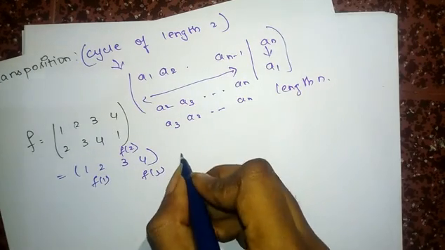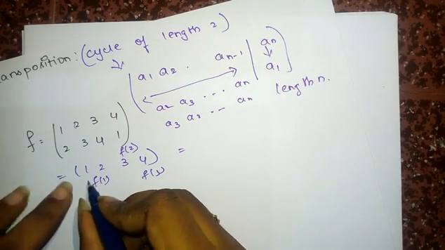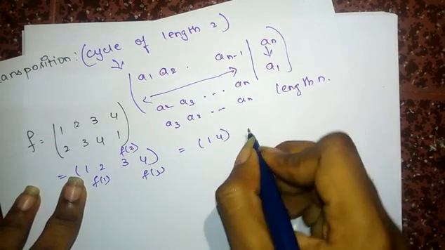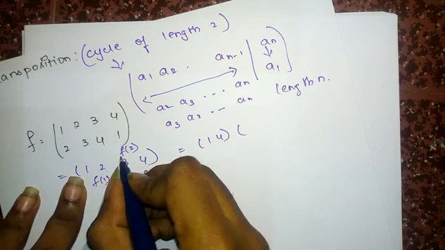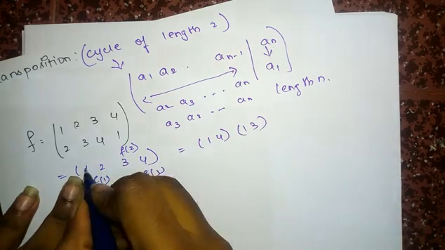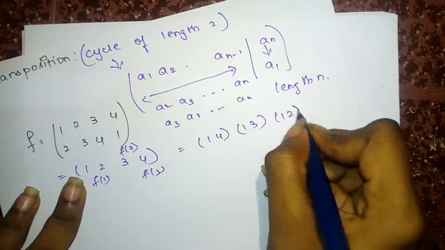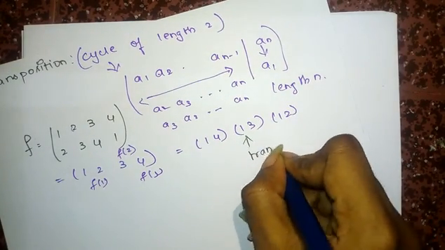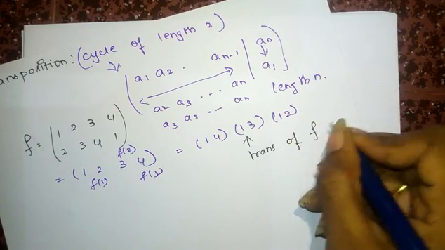Then I write the transposition of f to be the first and the last, 1, 4, first and the previous last, 1, 3, first and 2. This is the transposition of f.